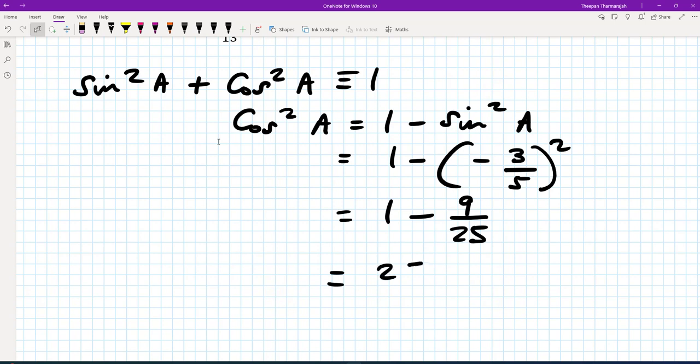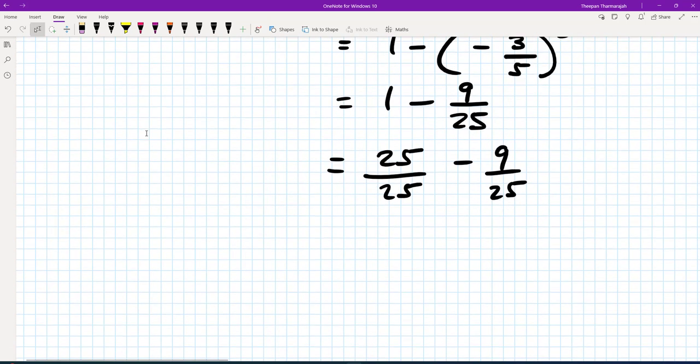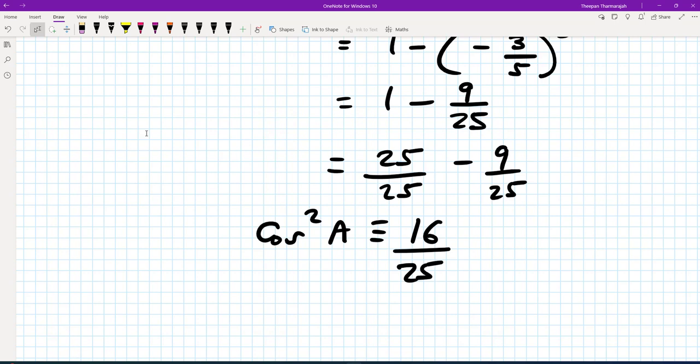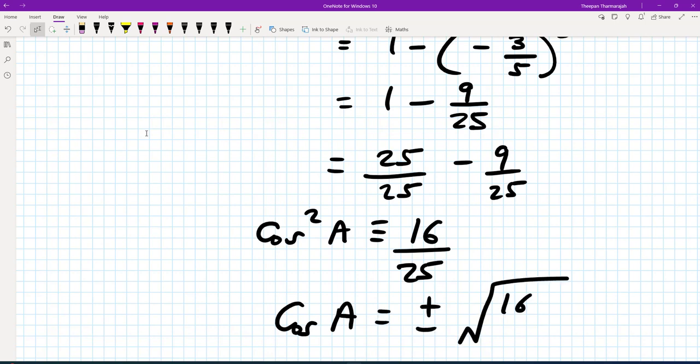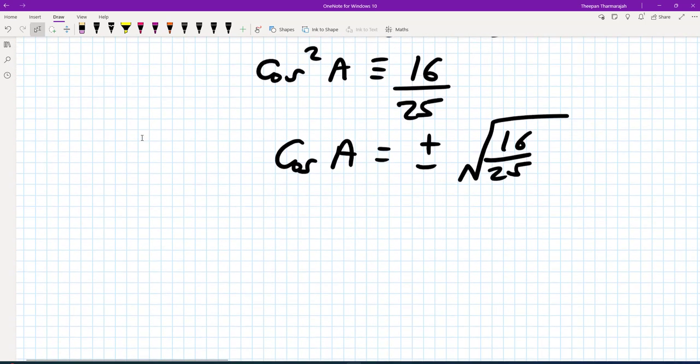So we could write that as 25 over 25 minus 9 over 25, and we can say from there that cos squared A is equal to 25 minus 9, which is going to be 16. So it's going to be 16 over 25. And then don't forget, when we square root this result, we get a plus or a minus. So root 16 over 25, that's going to give me plus or minus 4 over 5.